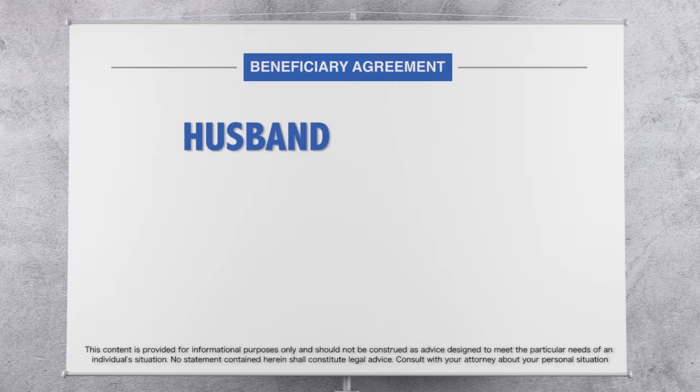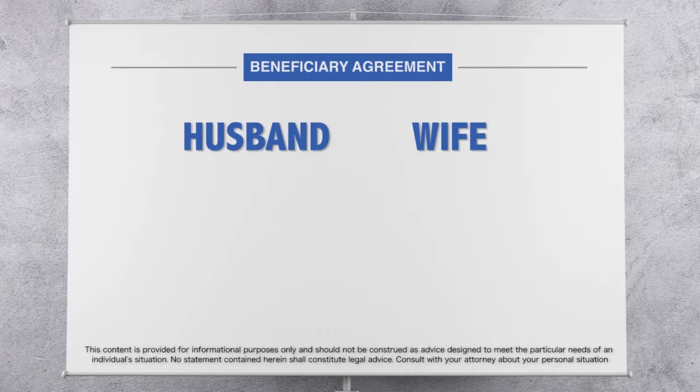For example, let's say you're a husband and a father and you have money in a retirement account, let's say an IRA. Typically, your primary beneficiary will be your wife. What does that mean? It means that if you die and your wife is still alive, your wife will receive all the proceeds of that account. The wife in this scenario is considered a primary beneficiary.